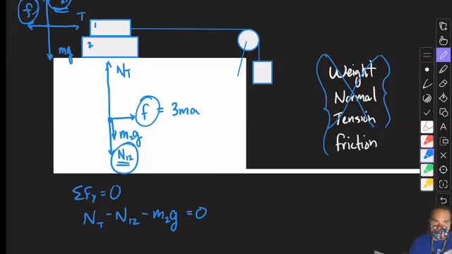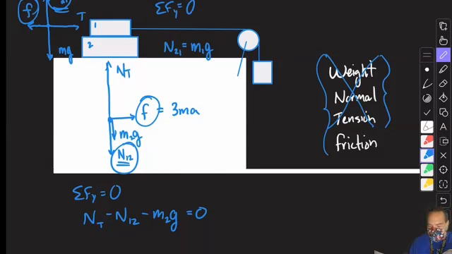We never looked at this yesterday, but we're looking at it right now. We did look at this yesterday, that the net force on block 1 in the y direction has to be 0. And that's how we got that the normal force on box 2 from box 1 is equal to m1g.